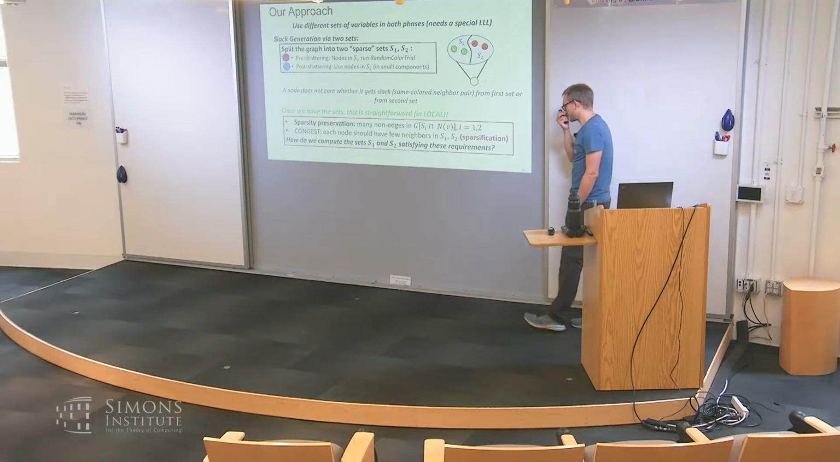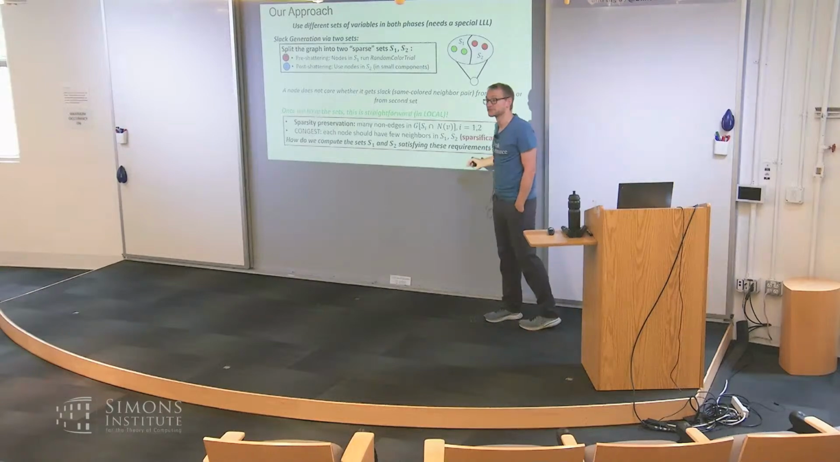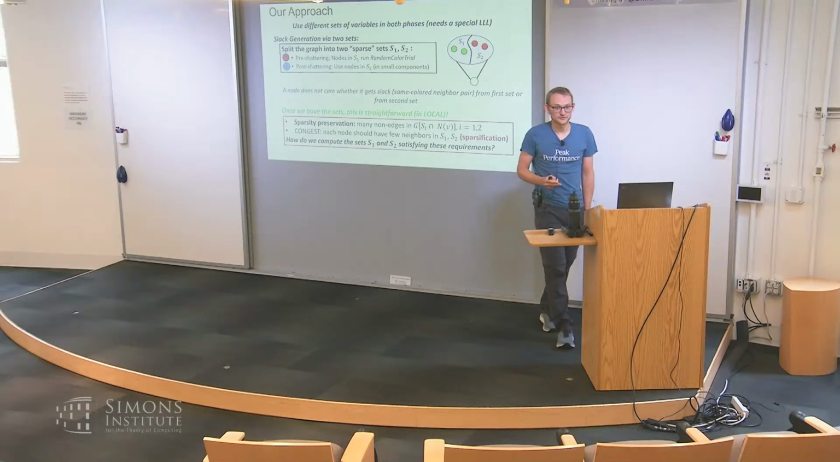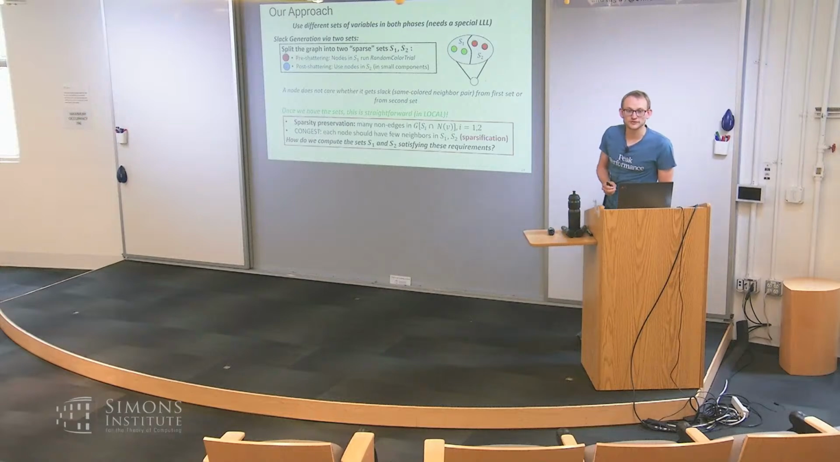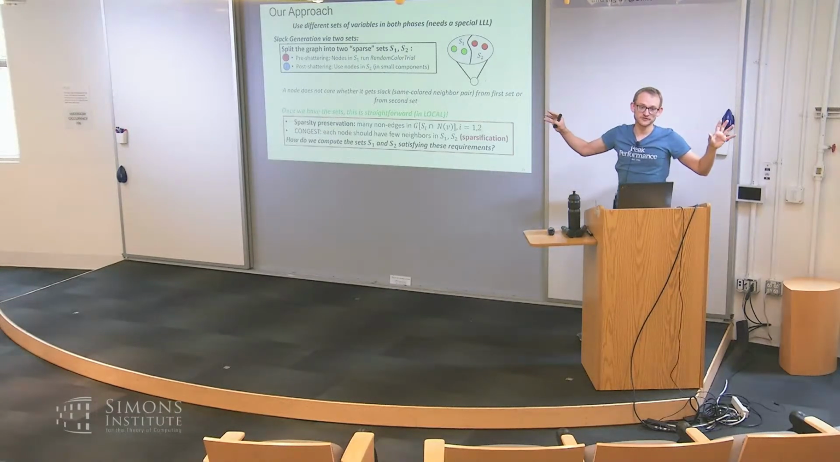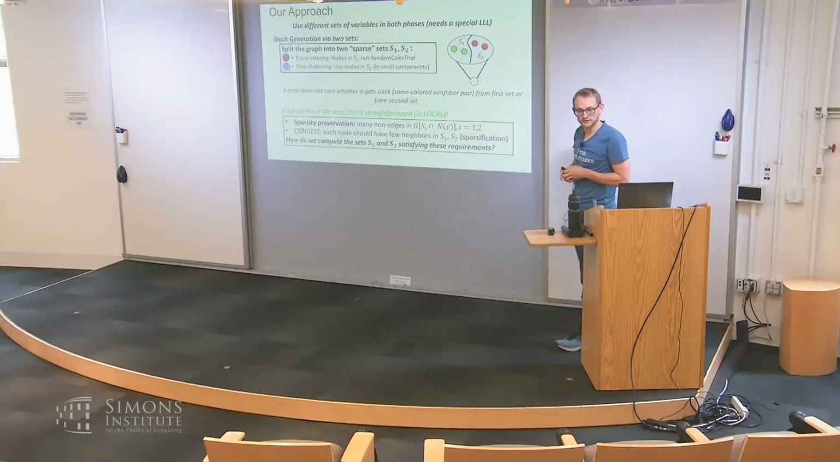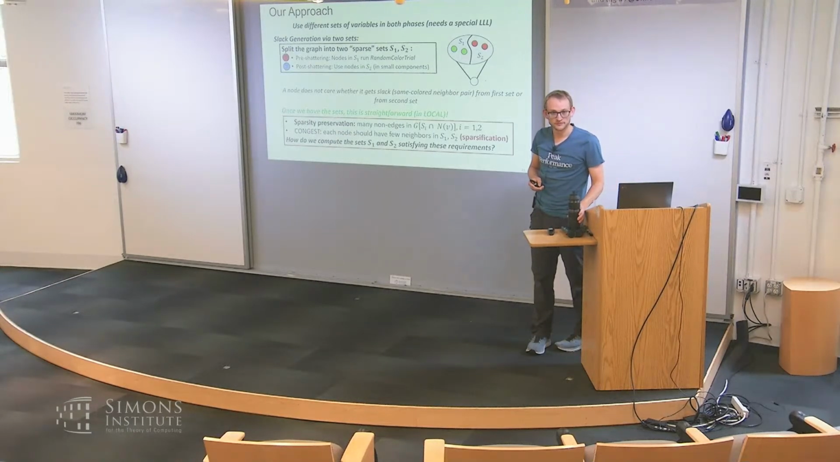So the question is, now how do we compute these sets? Are you computing different S1, S2 for each vertex? No, we globally compute one S1, which should satisfy the properties for every vertex. And we globally compute then one S2, which also should satisfy all the properties for all the vertices. And then, is it specified how you color the S2?